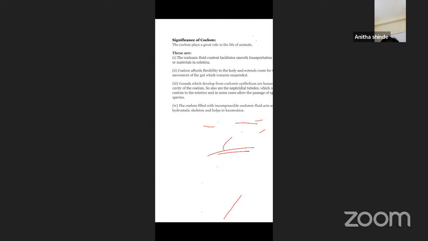What is coelom? What is the structure of the coelom? Coelom is a fluid-filled cavity in which you have got the coelomocytes, that is, those are nothing but the amoebocytes, and the fluid we call a coelomic fluid, and it opens to the exterior by means of a duct which we call a coelomic duct.